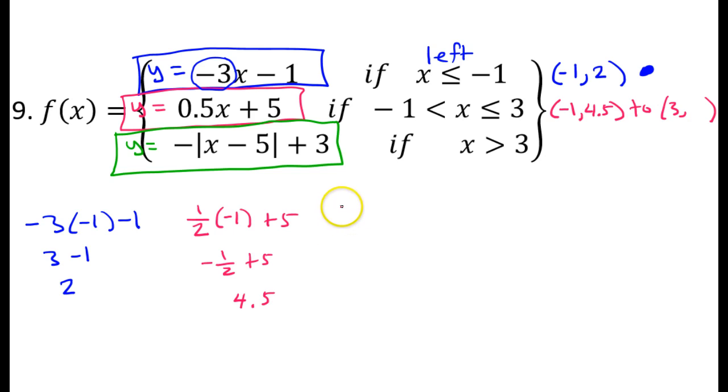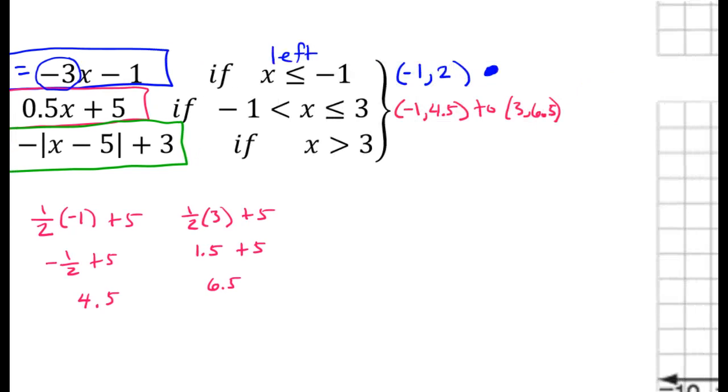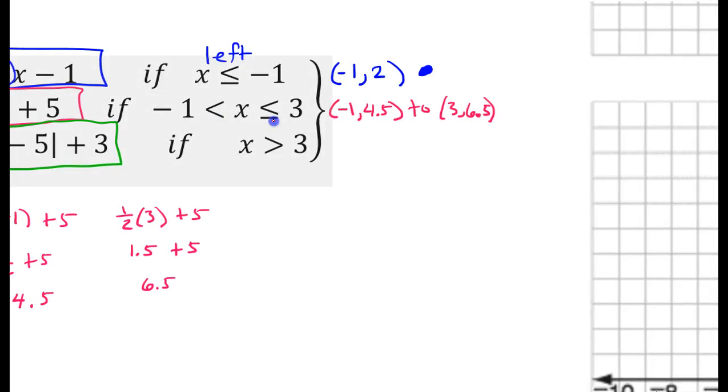Now let's do 3. So I have 1/2 times 3 plus 5. Half of 3 is 1.5, so I have 1.5 plus 5, which is 6.5. So 3 comma 6.5. The first one is an open circle, the second one is a closed circle because of the "or equal to." So open circle, closed circle.